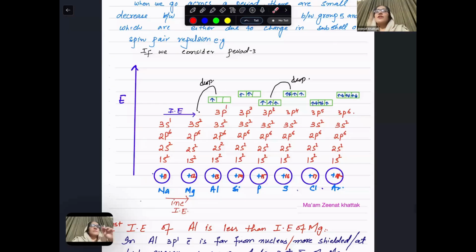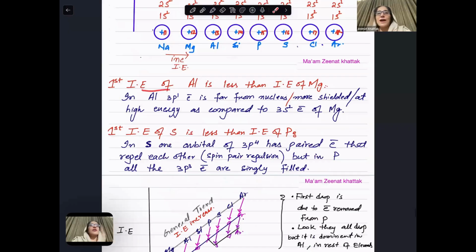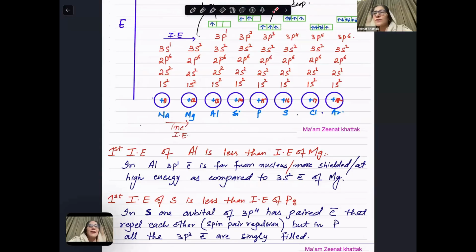In aluminium, the first ionization energy of aluminium is less than magnesium. Why? In aluminium, the 3p1 electron is far from the nucleus, more shielded, and at higher energy as compared to 3s.